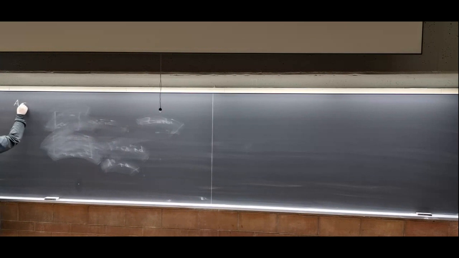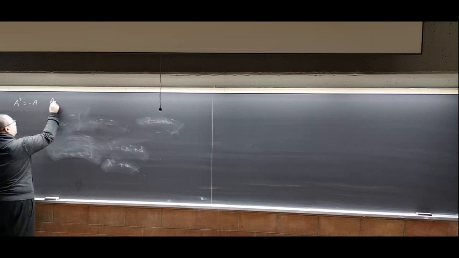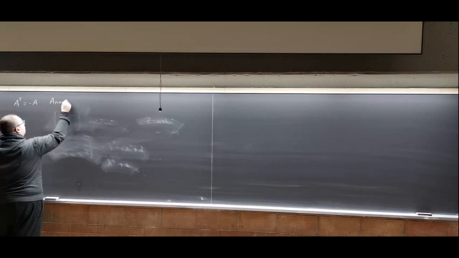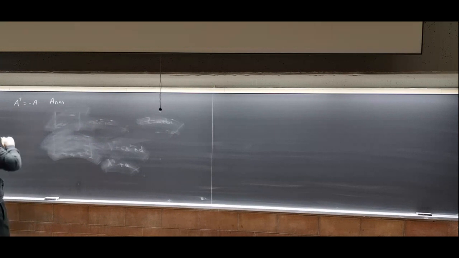is we know that A is skew symmetric, so A transpose equals minus A. This is something that we do know, right? A is an n by n matrix.